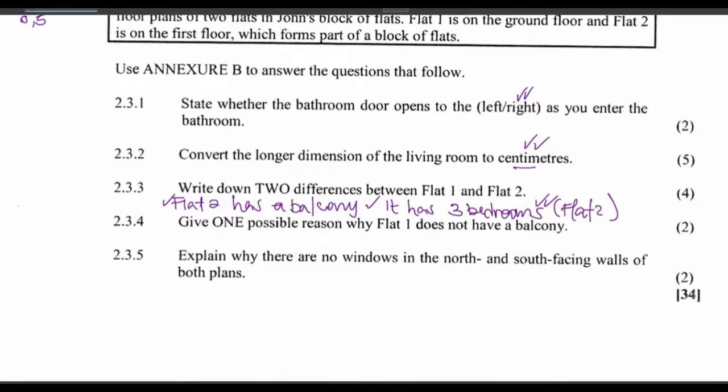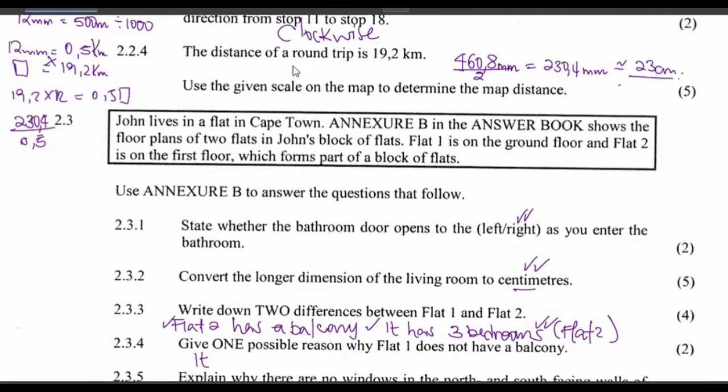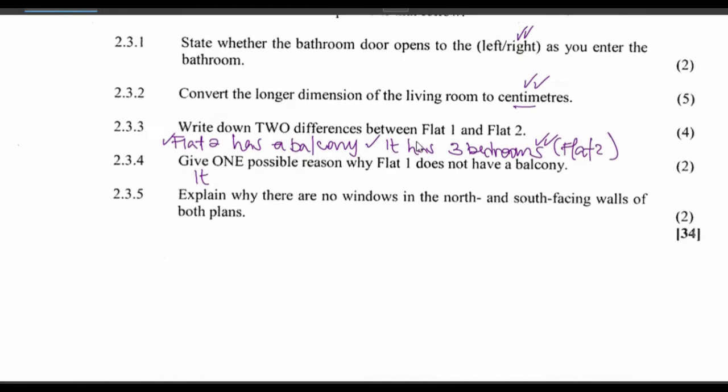Give one possible reason why flat 1 does not have a balcony. The reason it doesn't have a balcony, they told you here. Flat 1 is on the ground floor. So ground floor cannot have a balcony, right? That's why. It's a ground floor.